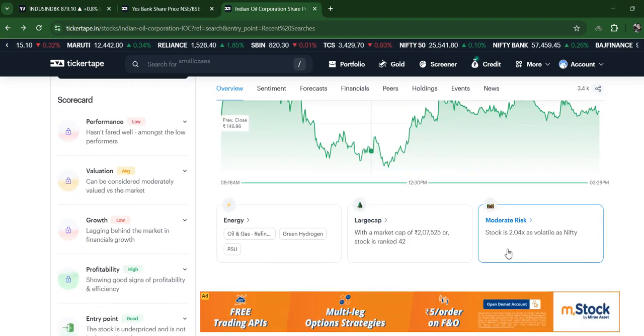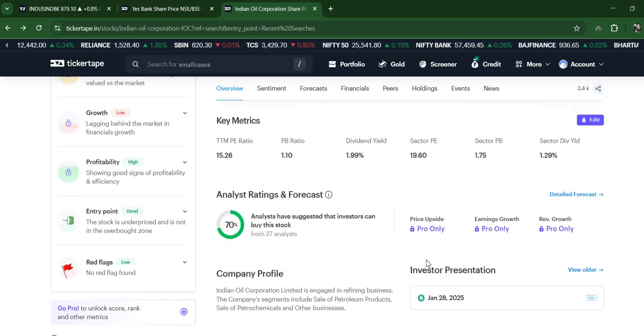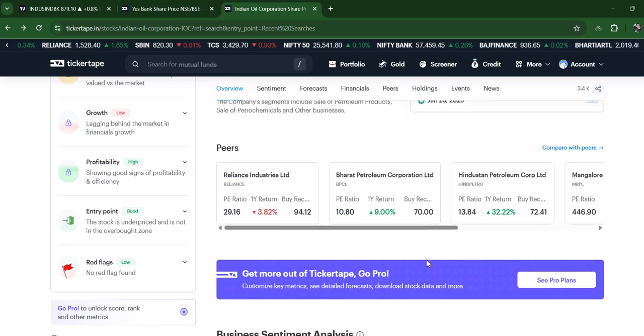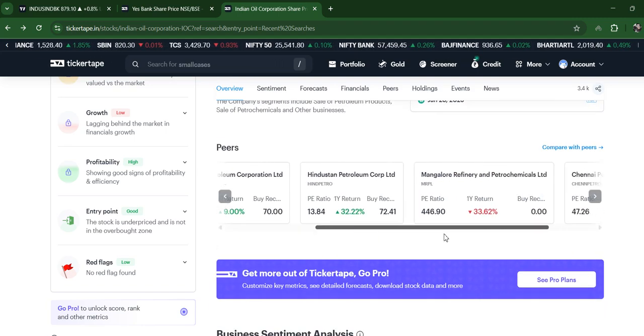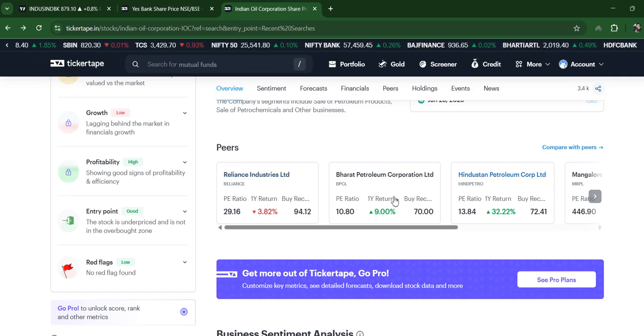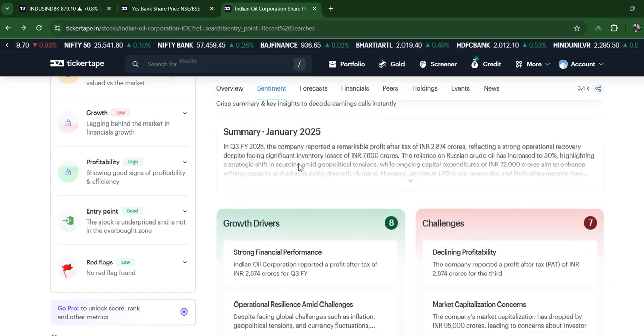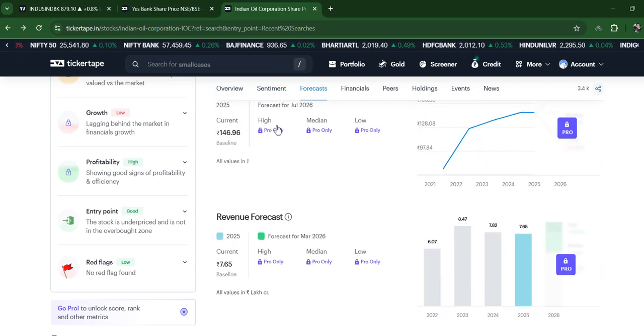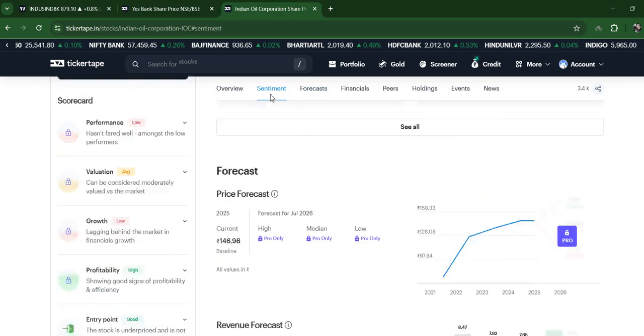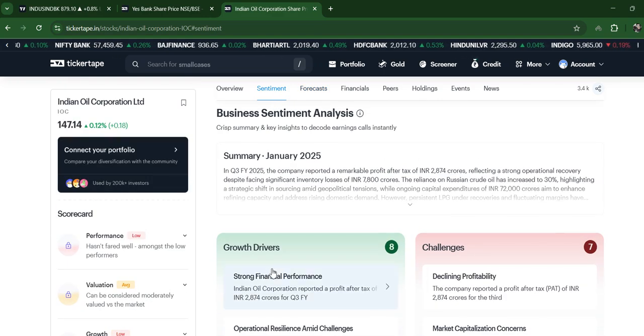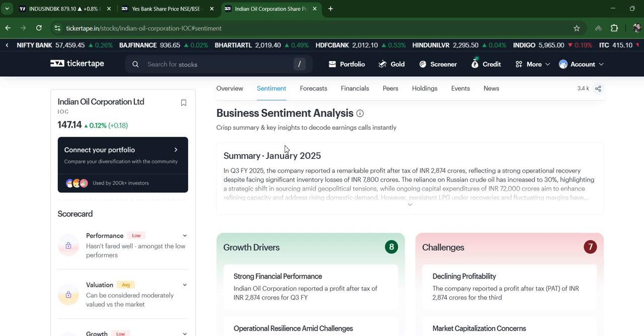Then the risk: if you invest in this, what could the risk be? There are other key factors and the details of the peers. These are the competitors of IOC, and they have given the details over here too. We will find it ahead as well. I think these are the basic things you need to know in the overview section. Then the sentiments, like its growth perspective and what challenges it will be facing. That's not more important, but if you are free, you can go through this.